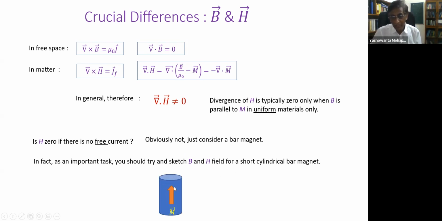You should actually do that. Take this short cylindrical magnet with a magnetization pointing along this axis, and now plot both the B field and the H field. That's an important task. Please do that.